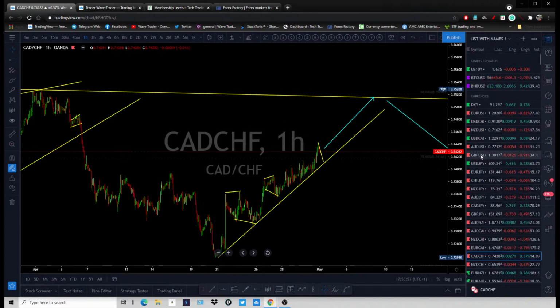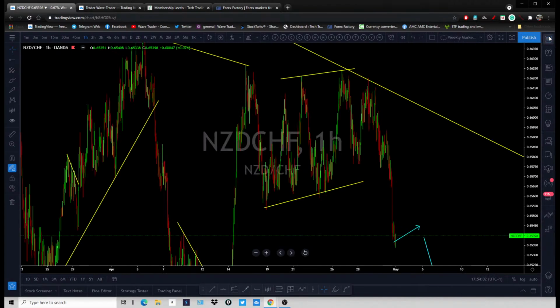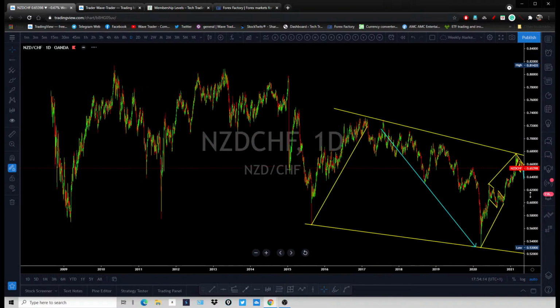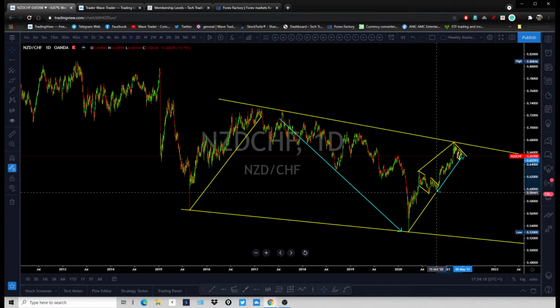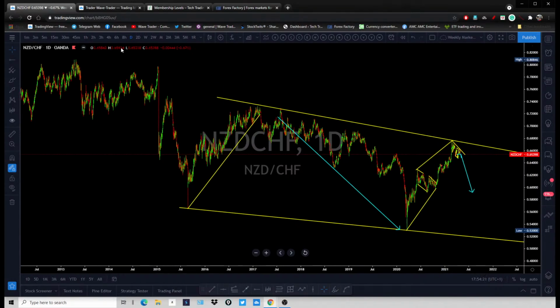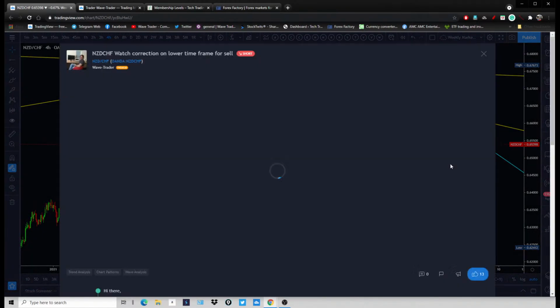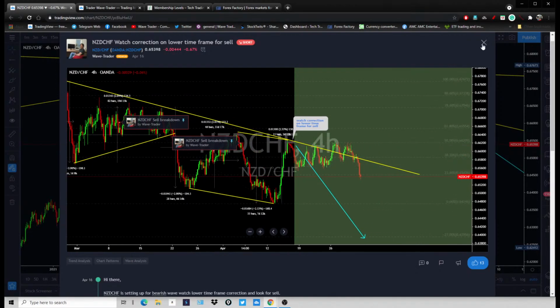All right, Kiwi Chief. Kiwi Chief is just heading lower. The bigger time frame analysis is the same: weekly drop, October lows. Keep dragging lower. Price is already heading lower, so you're looking for a continuation of those sell opportunities.